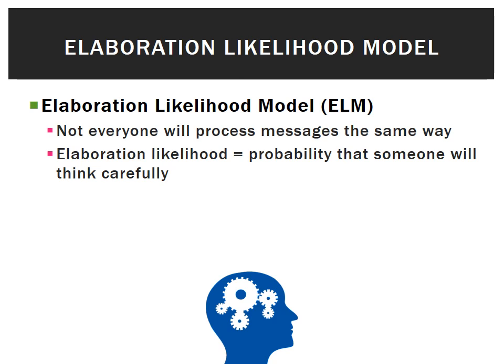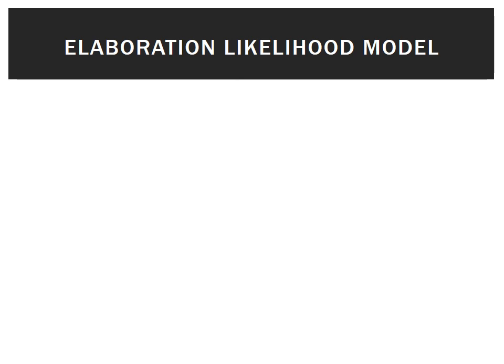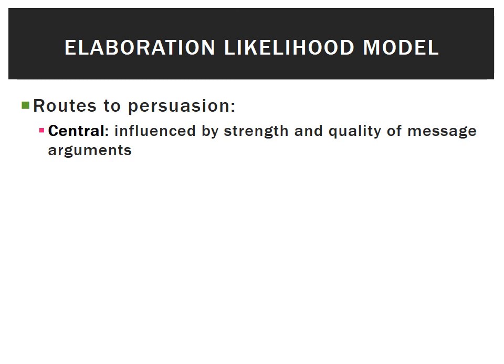So people vary in how much they think about a message, how motivated they are to think carefully about a message. Some people want to think really carefully and some people don't want to think carefully at all. And that affects our responses to messages and determines what route to persuasion we're going to be on. Now, when I say the term route to persuasion, this is what I mean. There's one route to persuasion according to the ELM, that's the central route. This is where we're influenced by the strength and the quality of message arguments. This is like the high end of elaboration when we're thinking a lot.